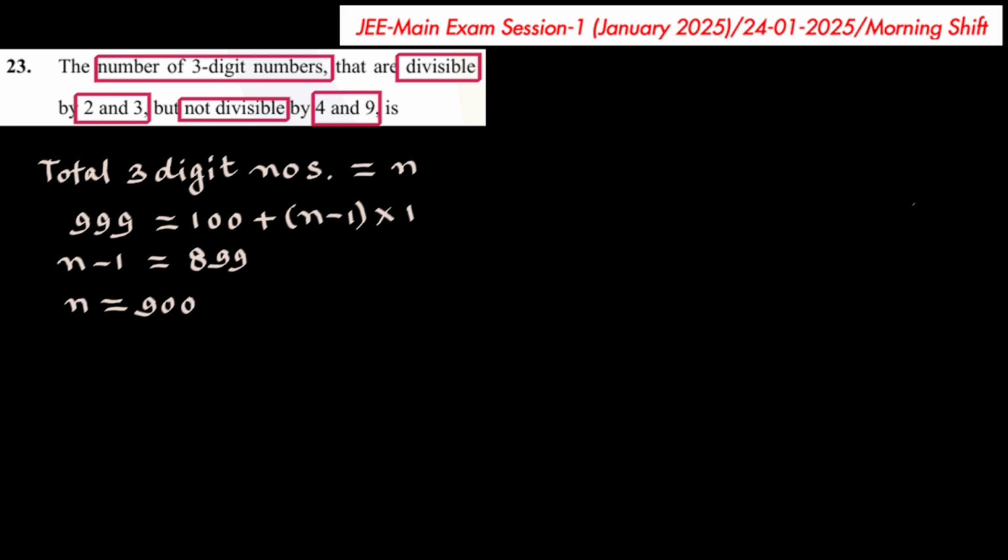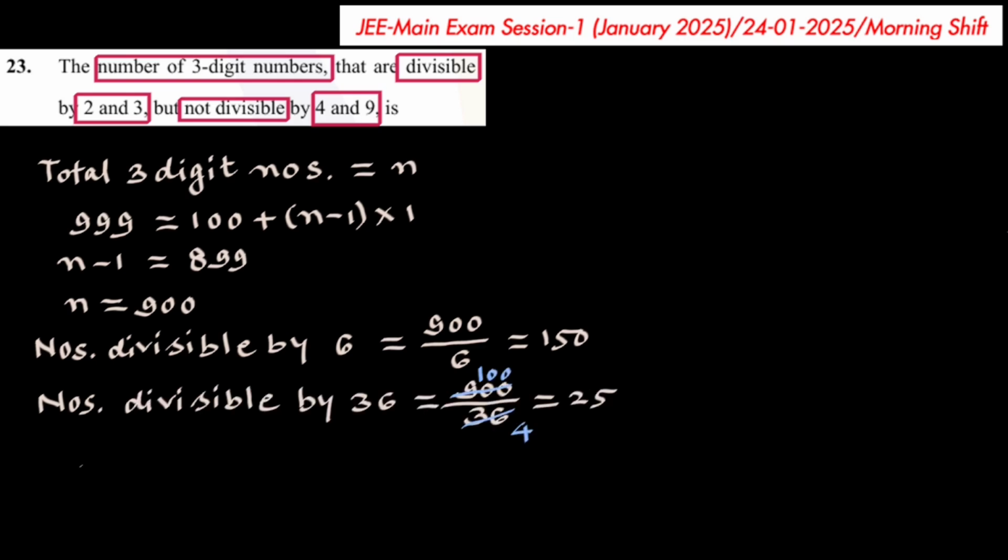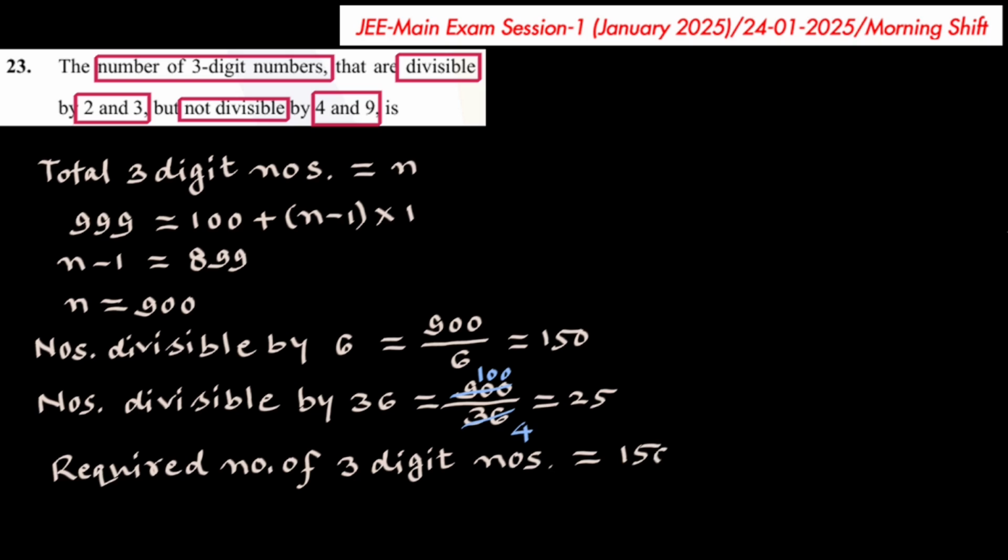Numbers which are divisible by 2 and 3 are divisible by 2 multiplied by 3, that is 6. So numbers divisible by 6 will be 900 upon 6, 150. Numbers divisible by 4 and 9 are also divisible by 36. So numbers divisible by 36 will be 900 upon 36, 25. So the required number of 3-digit numbers will be those which are divisible by 6, which is 150, minus those divisible by 36, 25. So 125 is the answer.